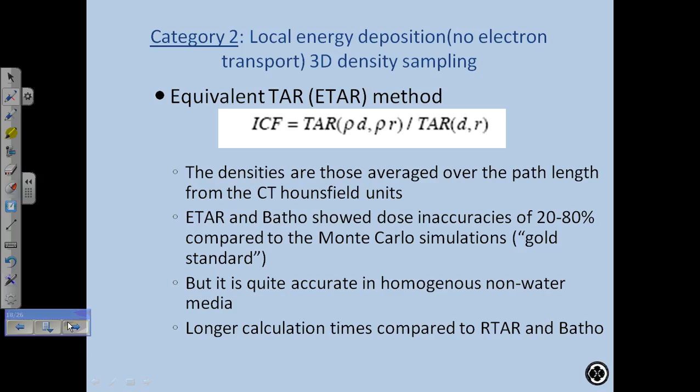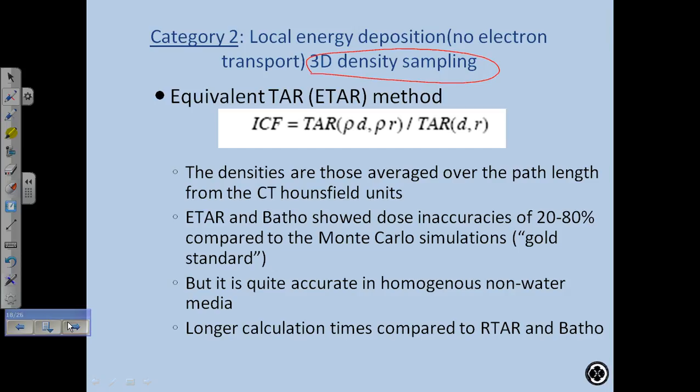Okay, so when we talk about category 1, the RTAR and the batho, category 2 is local energy deposition. This slide should probably have been up higher. Sorry, it's out of order. Local energy deposition, no electron transport, 3D density sampling. So it does use the 3D data set, but it doesn't consider electron transport. And this is the ETAR method.